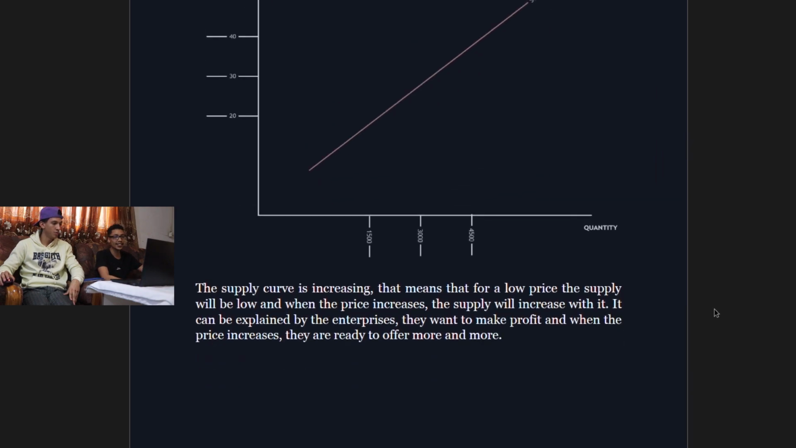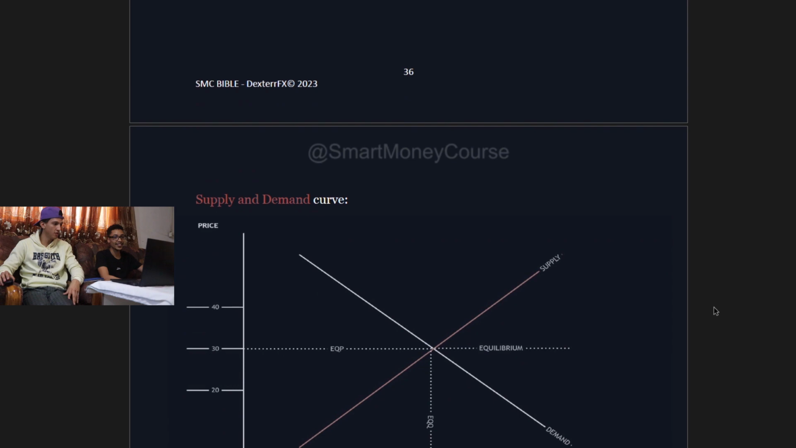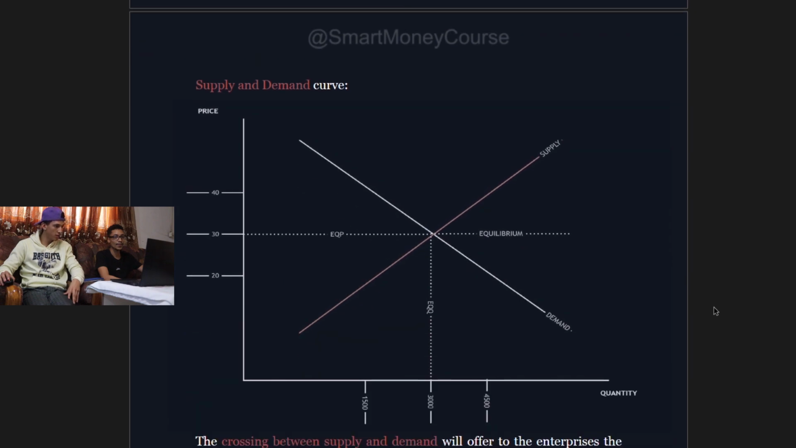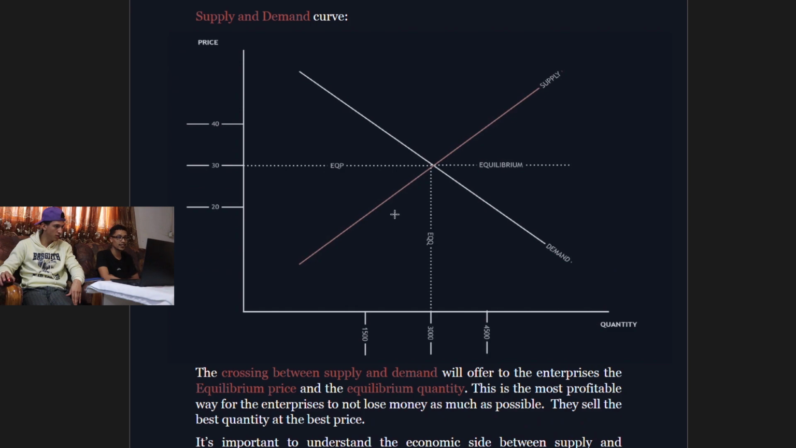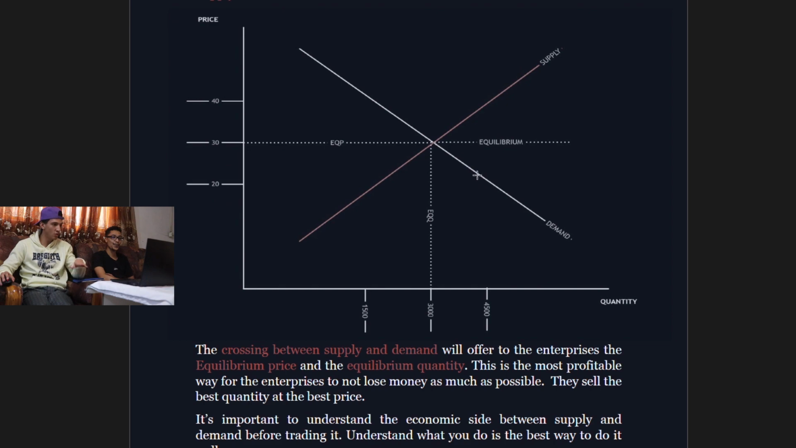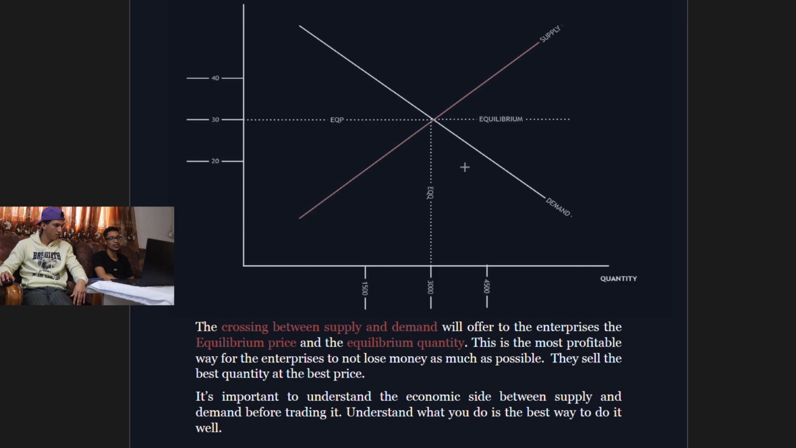So that is just basically the theory, an introduction to supply and demand. Here we can see the equilibrium, which we've mentioned in the past. Equilibrium is the middle between supply and demand. The crossing between supply and demand gives the enterprises the equilibrium price and the equilibrium quantity. This is the most profitable way for enterprises to avoid losing money: they sell the best quantity at the best price.